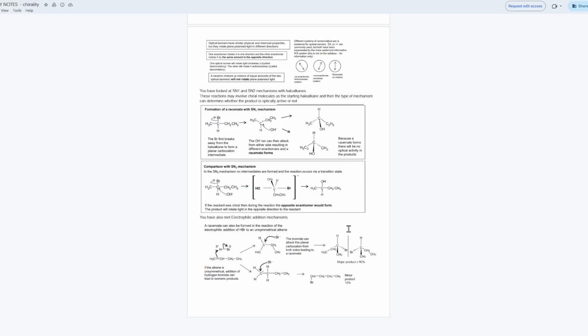The OH minus ion can only attack, I don't know if attack is a word that would be allowed, but I'm going to try to use it. Can only attack the central carbon, the chiral carbon, from one side due to the bromine carbon bond.